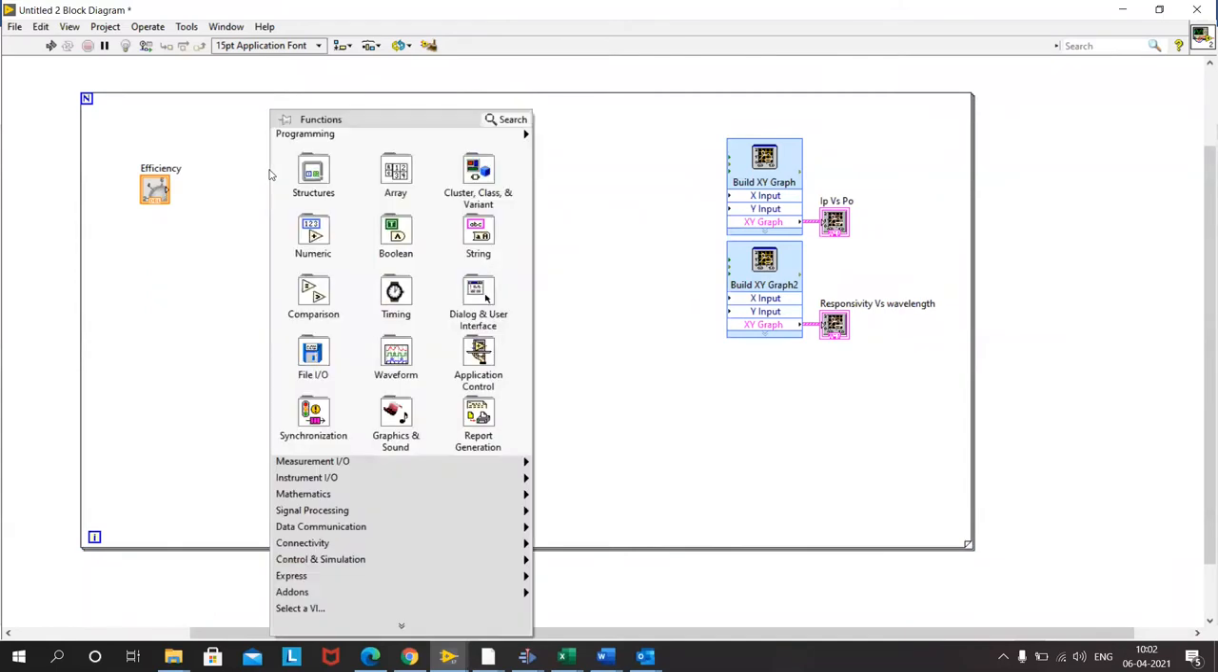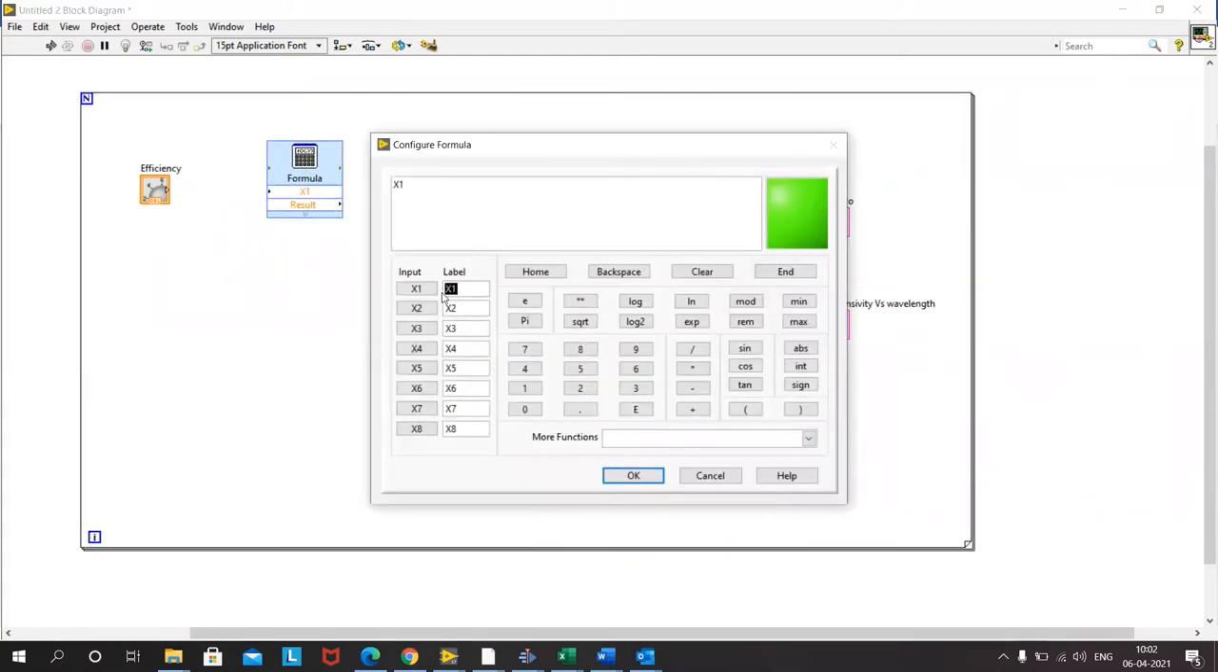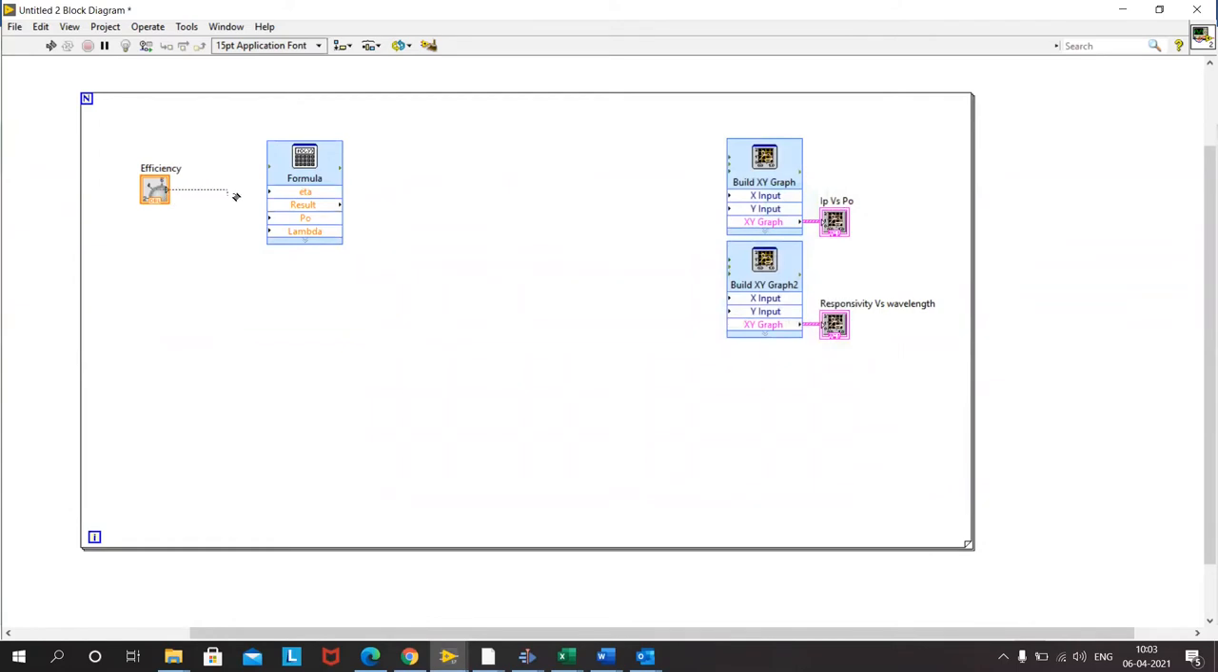And now to calculate the photocurrent, we'll be using the formula node. It is eta into PO into lambda divided by the constants H and C. So H is 6.626 into 10 to the power of minus 34, into the velocity of light, which is 3 into 10 to the power of 8. Then we connect our efficiency to it.